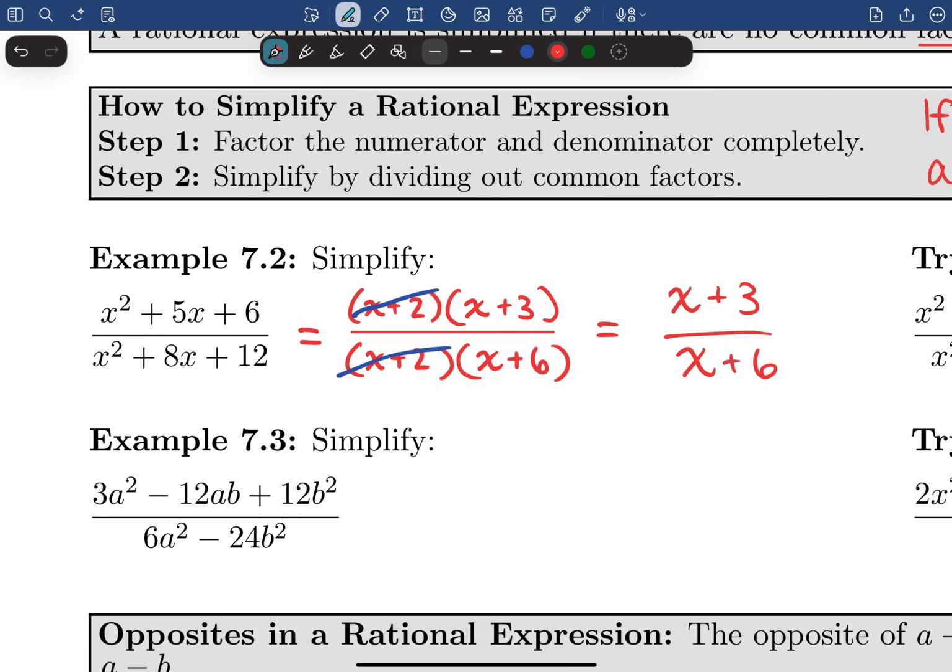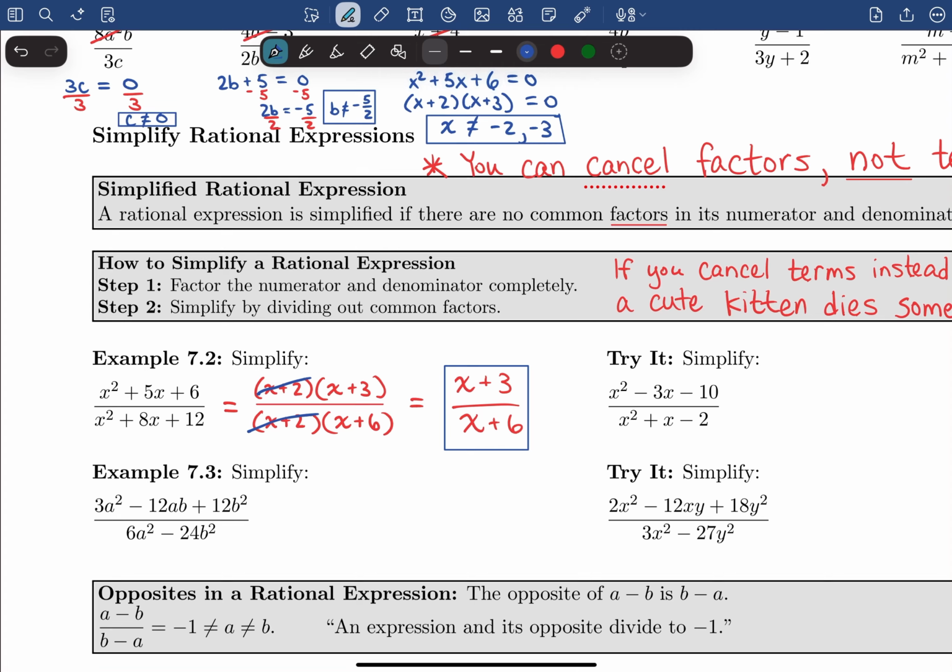And I have now canceled. Now, some of you, again, are going to be tempted and say, well, look, I've got an x and I'm going to cancel it with that x on top and bottom. And if you do that, you are killing another kitten. Another kitten just died. Do not do it. Okay? Actually, this is where it stops. This is it. Because we can't cancel terms, but we can cancel factors. I hope that this helps you to not make the common mistake that every algebra student makes at this point.